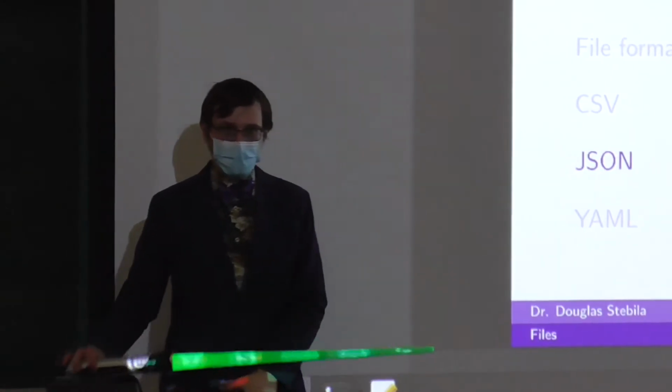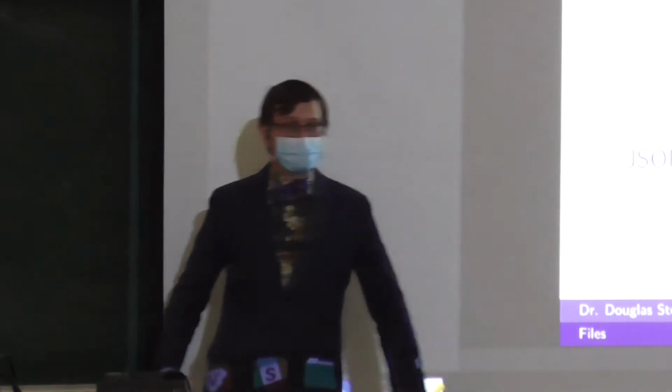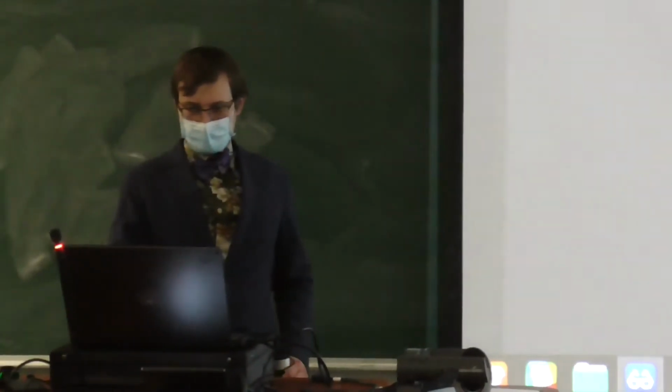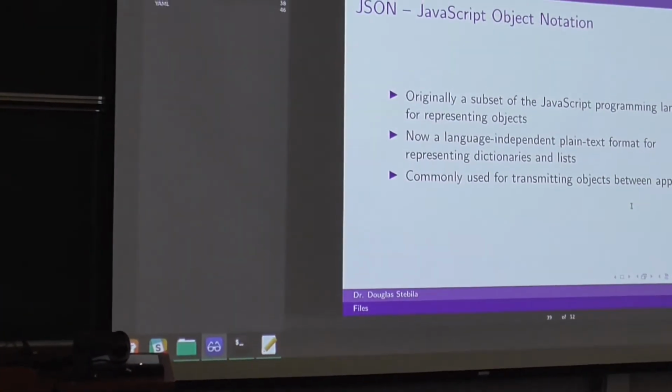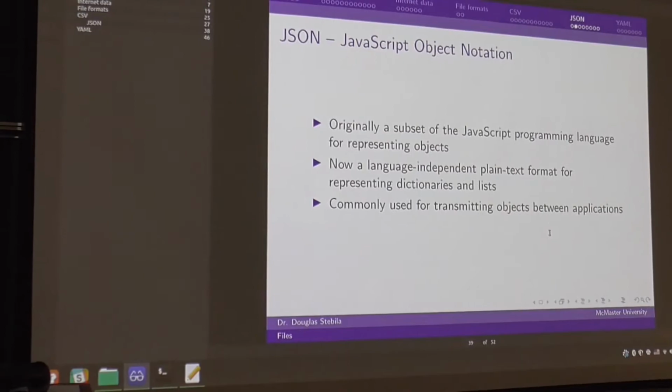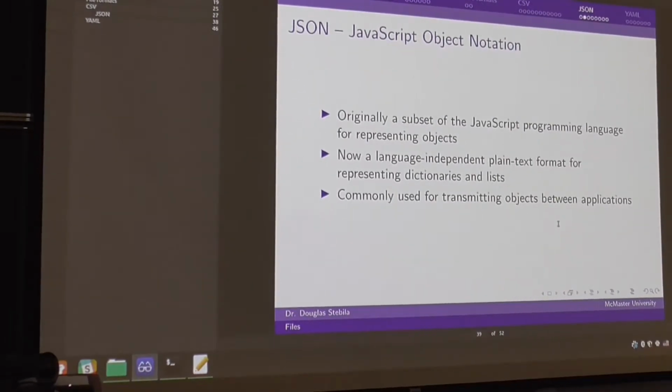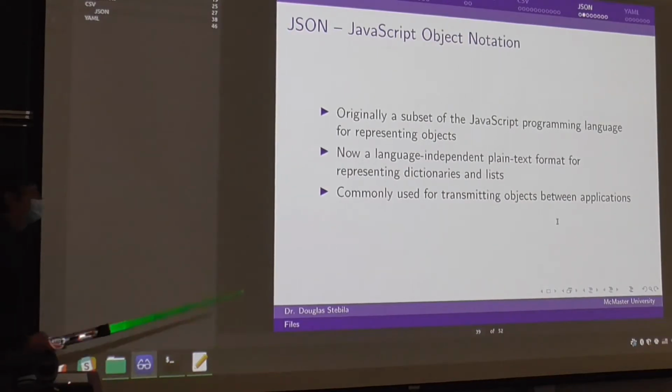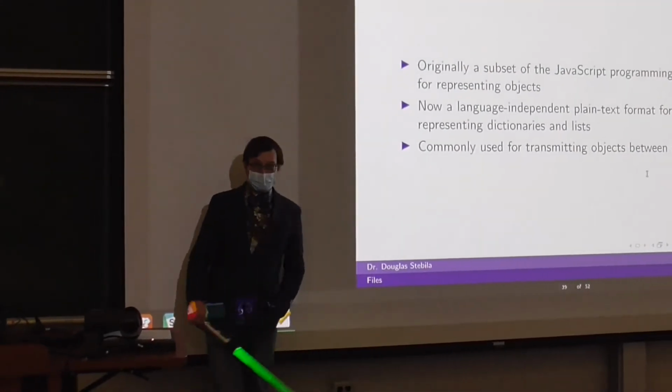With JSON, the data that you're operating on is going to be more oriented towards interpretation by programming languages specifically. So, JavaScript object notation, or JSON, originally a subset of the JavaScript programming language for representing objects. Java is to JavaScript as car is to carpet. In case you guys were wondering if JavaScript is like Java. It's not.